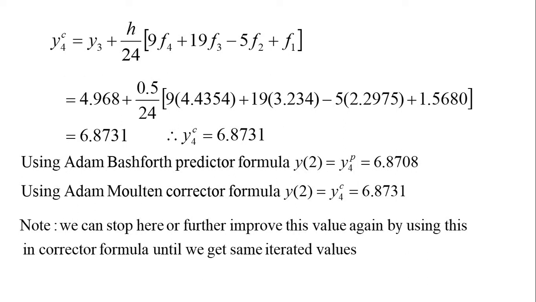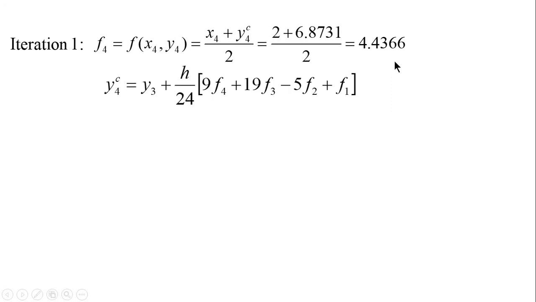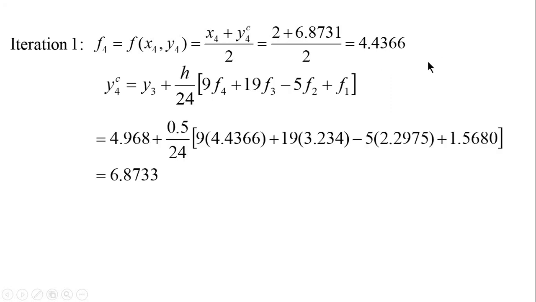Here I am going to use the corrected value 6.8731 again in the corrector formula. For that, again I will do the first iteration: find f4 using the corrected value. Put the corrected value in our function, so we get this value, and use the corrector formula again, so we get 6.8733. Now this is the corrected value of y4 in the first iteration, and again I am going to do the second iteration using the same value to find f4.